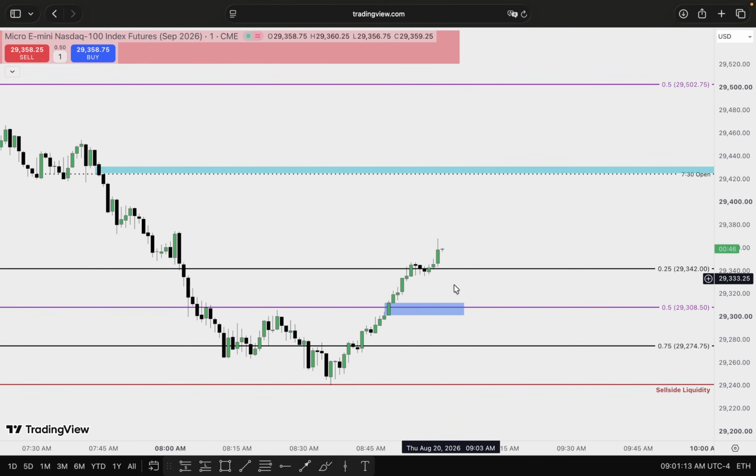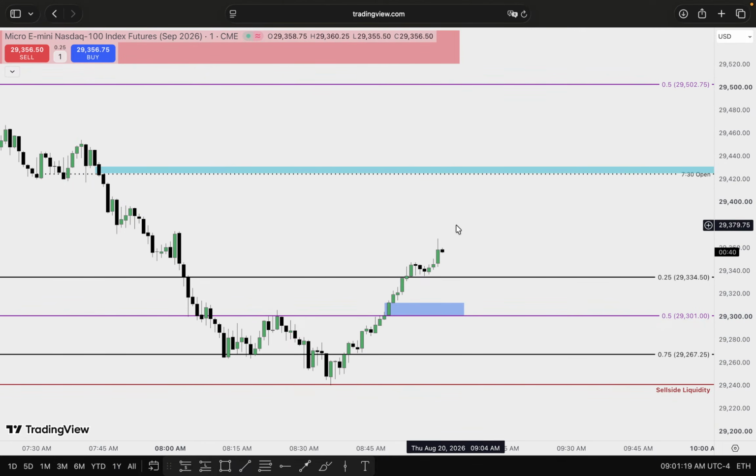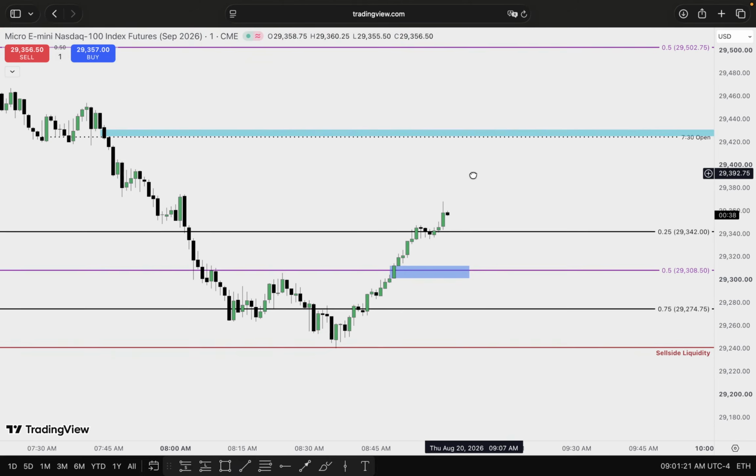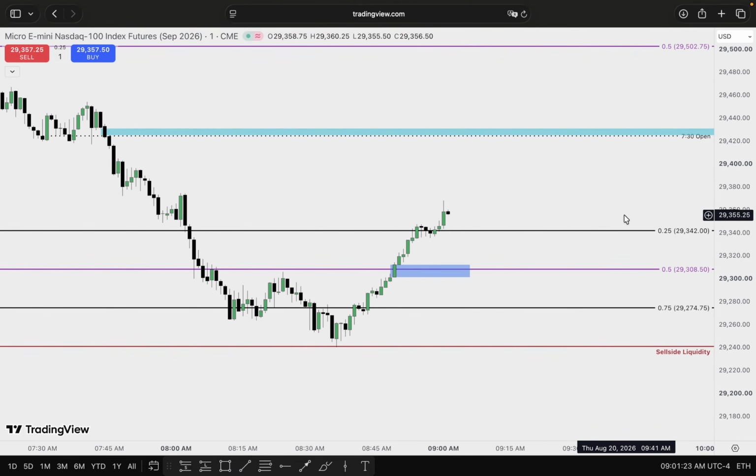So let's see if we get some type of pullback here now. 9 a.m. opened up, straight bullish. Now let's see what's going on. I'll not call it there right now, but we're gonna see. We got 30 more minutes, and 9:30 could get a little bit hectic, so we're gonna see.